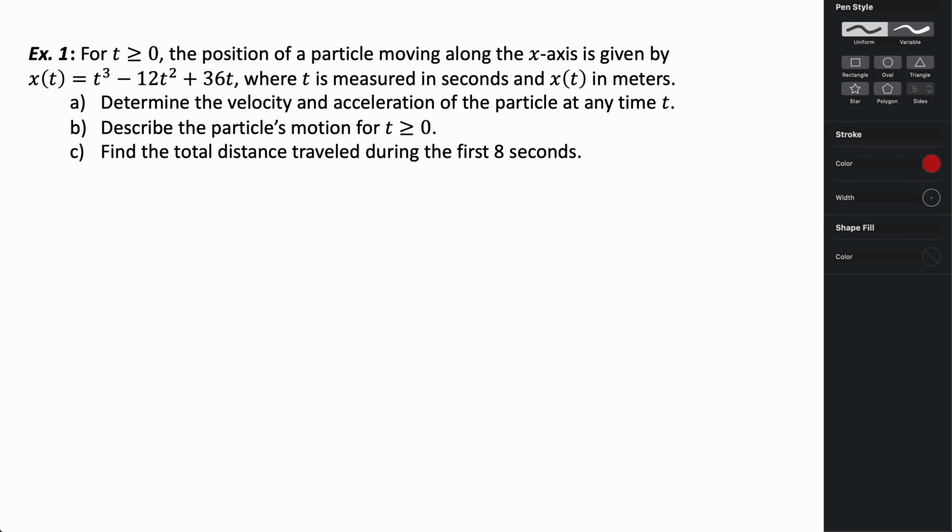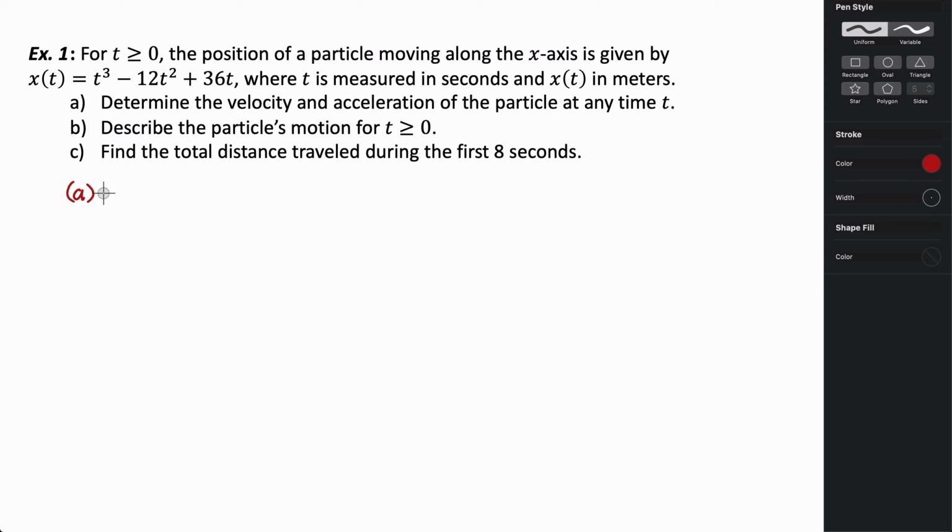Okay, so let's go ahead and take a look at an example. For time greater than 0, the position of a particle moving along the x-axis, so it's moving horizontally, is given by the function x of t equals t cubed minus 12t squared plus 36t, where t is measured in seconds and x of t is measured in meters. Part A is asking us to figure out the velocity and acceleration of the particle at any time t. Since it's not asking for a specific time, we're looking for the general equation for velocity and acceleration.